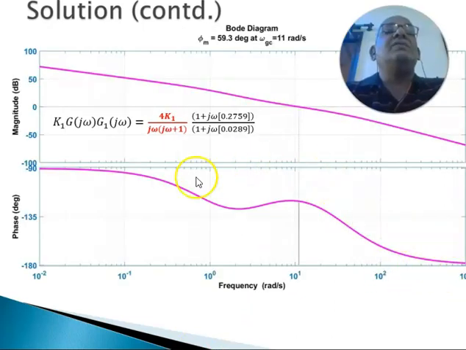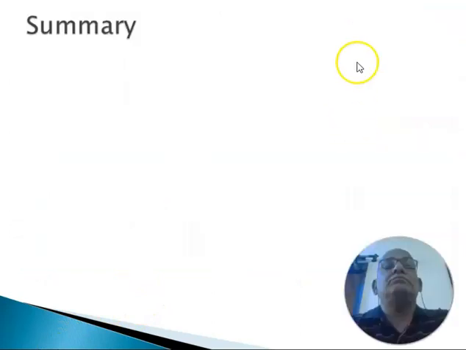And here is the Bode plot of the new compensator-included open loop transfer function. We saw that everything is fine. We got what we wanted.